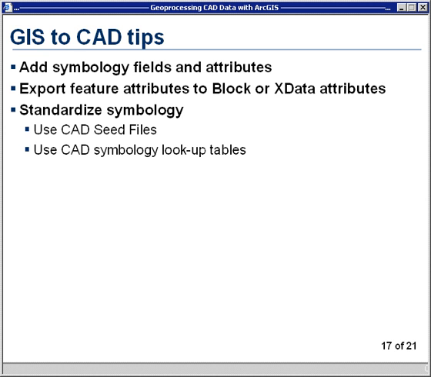As we discussed in some of the earlier questions Don just answered, you might want to export GIS feature attributes to block or XData structures. This is something that you might consider using the Staging Geodatabase to help you with. Where possible, standardize your symbology to conform to other CAD standards. You might want to have access to CAD symbology lookup tables, or if you're using the Export to CAD tool, you have the opportunity to use something called a CAD seed file. A seed file is essentially a blank CAD schema, and this is something that you may create yourself or your CAD expert can help you with.